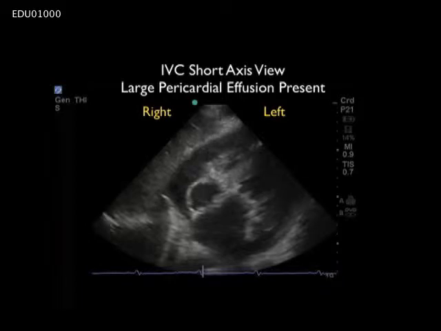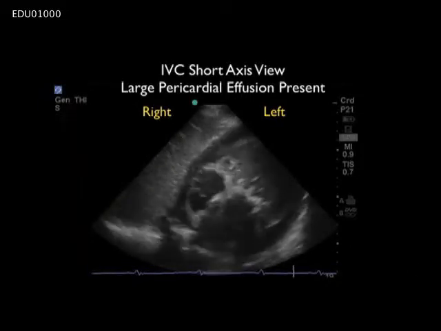Let's put all that information into play in a real clinical case of a hypotensive patient. This is a 4-chamber subxiphoid view. That's the right atrium, right ventricle, and left atrium. Here we see a large circumferential, dark anechoic pericardial effusion surrounding the heart.